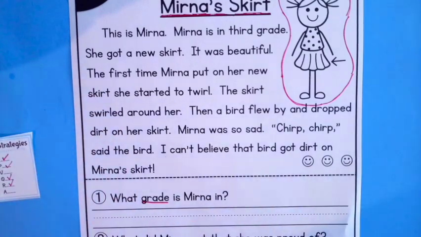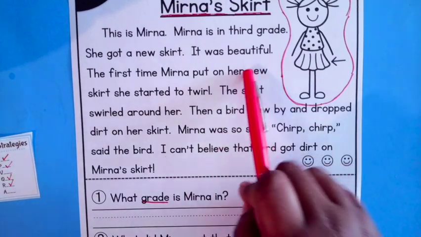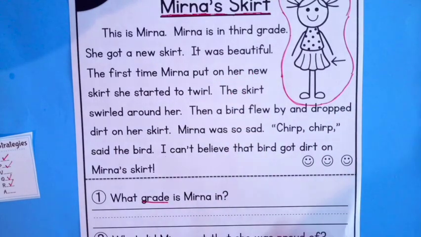So we were introduced to Myrna, who is the character, because that's what the story is all about. And we know that she's in the 3rd grade and she got a new skirt. So imagine you got something new. You are so excited about it. You're proud of it. And it says here that it was beautiful. And the first time that she wore it, she did a twirl and her skirt swirled around her.